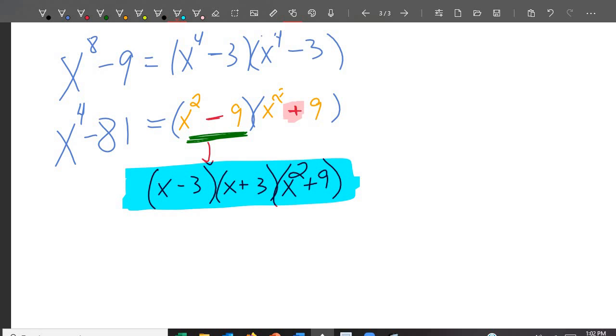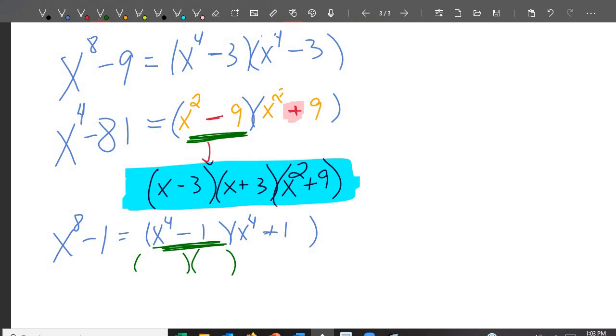Here's another one that you can do a couple of times. Here's a good one, x to the 8th minus 1. Well, this is a difference of 2 squares, so we can definitely factor it. It's going to be x to the 4th minus 1, x to the 4th plus 1. Now again, let's check the one with the minus to see if it's a difference of 2 squares. And it is, x to the 4th minus 1. So we can break this one down one more time. We'll get x squared minus 1, x squared plus 1. I can't break down this one because of the plus sign.